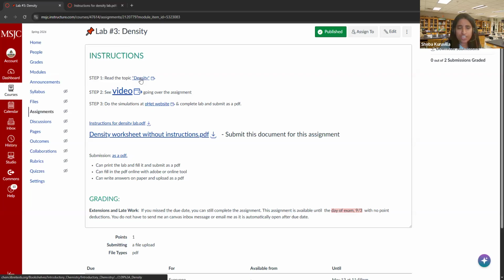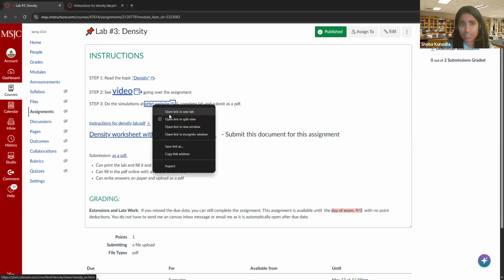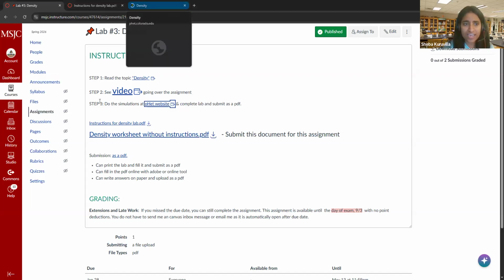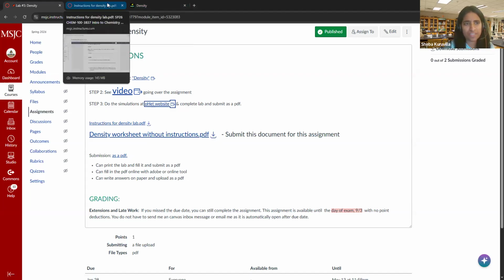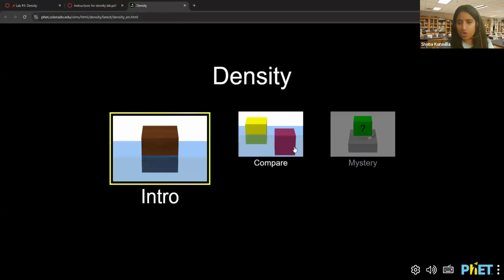So if you click on this, you can read the textbook for this topic. And this is going to be the website where we're going to do this. So let's go ahead and open that. And these are the instructions. So I have the instructions open. I have the website open. So if you go to the website, there is intro, compare, and mystery. We'll be doing compare first and then mystery later.